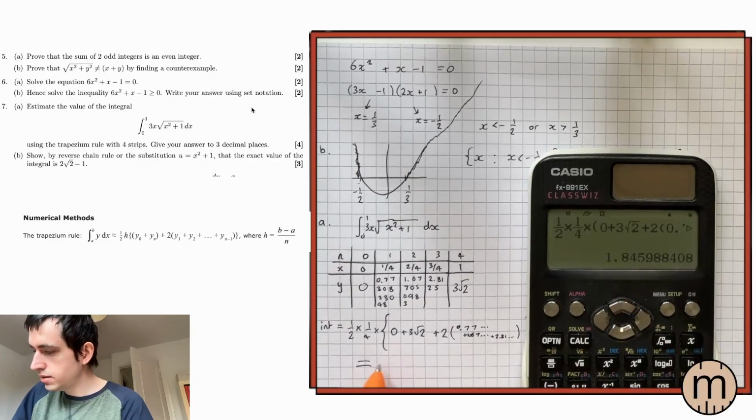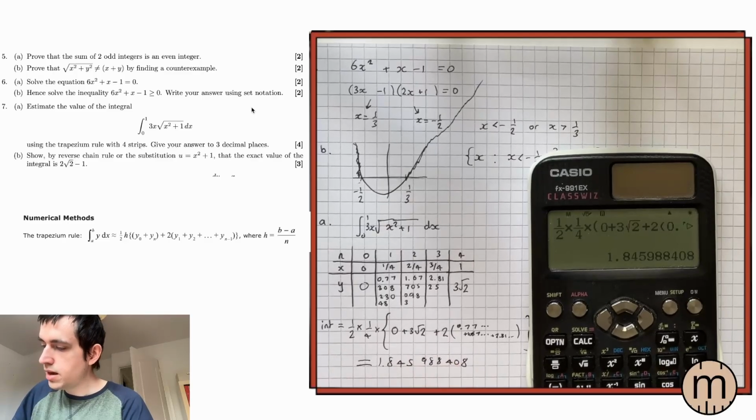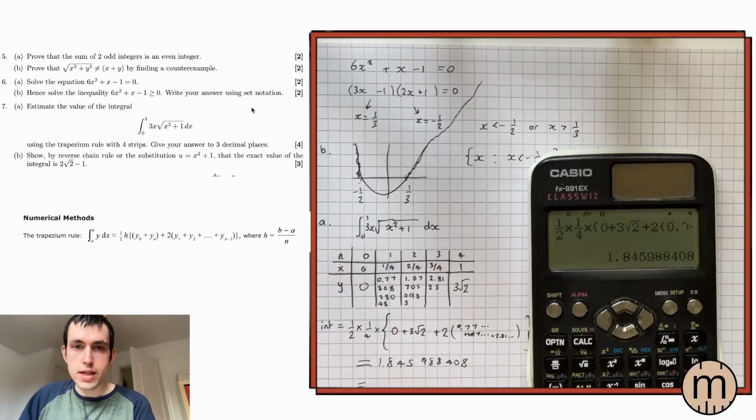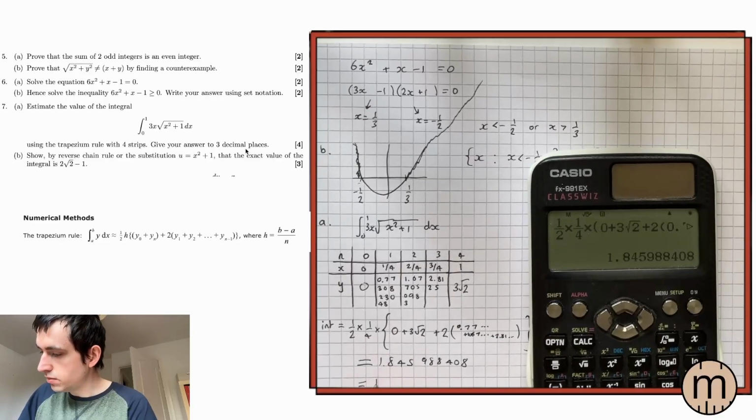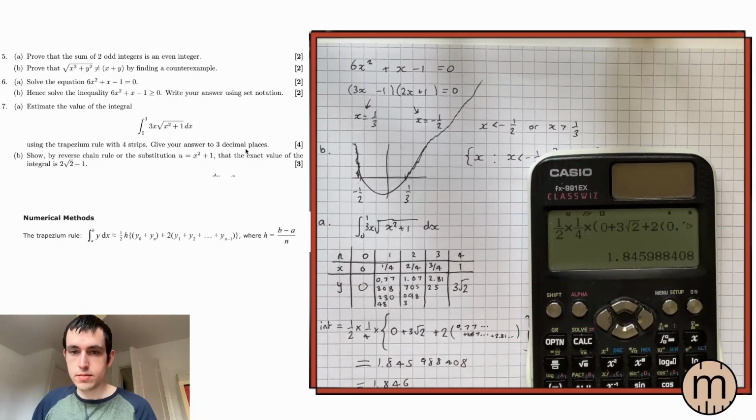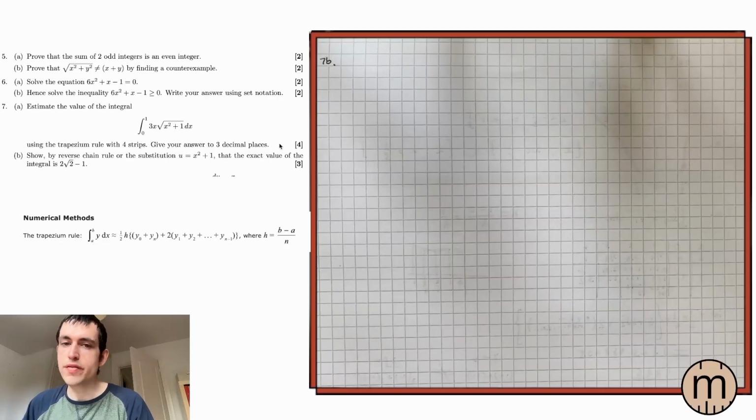And I get this, 1.845988408. If we read the question again, it asks us to round it to 3 decimal places, which I'll do: 1.846. So that's how you do the trapezium rule. Yes, you have the formula, but you also have to know what all those letters mean and how they go together.